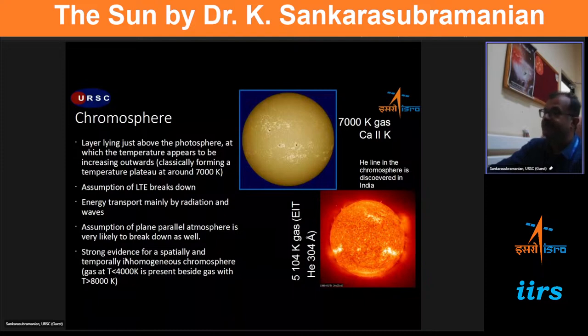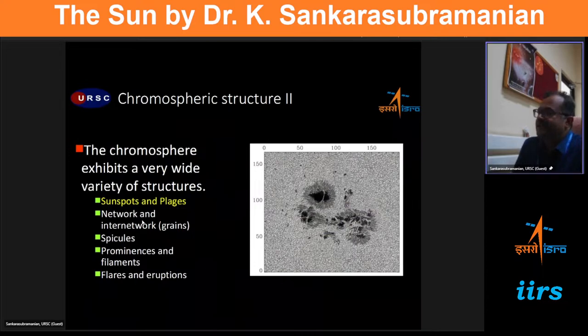Strong evidence for a spatially and temporally inhomogeneous chromosphere is present, besides the gas with temperature of greater than 8%. So there is a good link between the chromospheric structures and the photospheric structures, and I'm just going to demonstrate that in this slide.